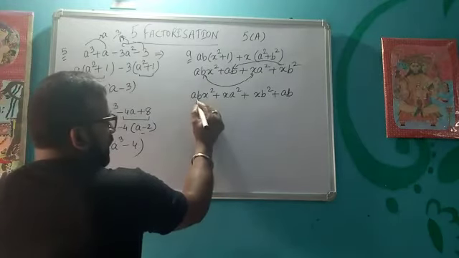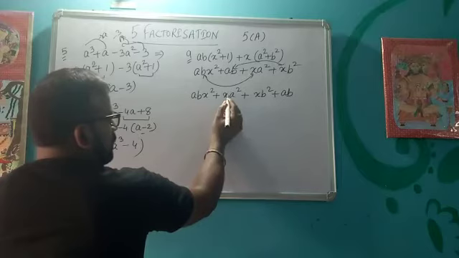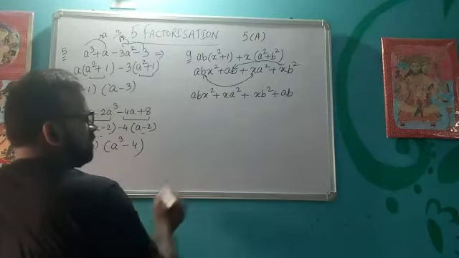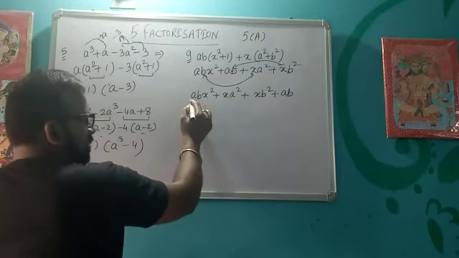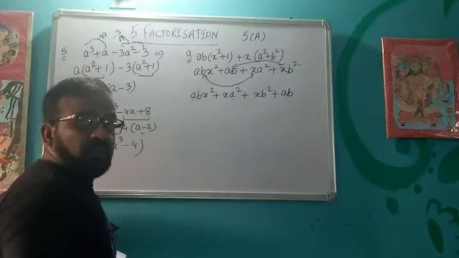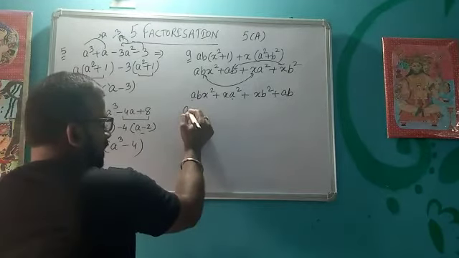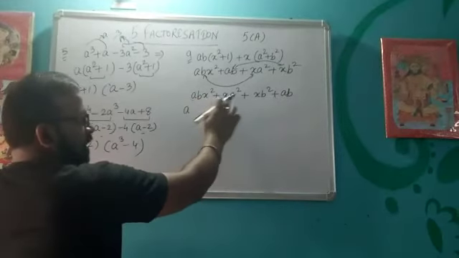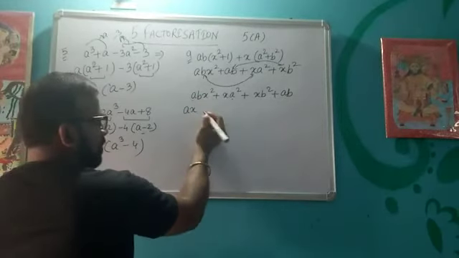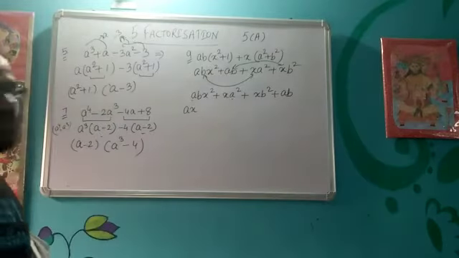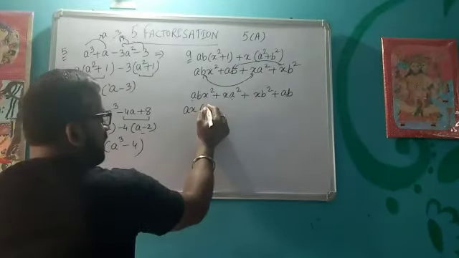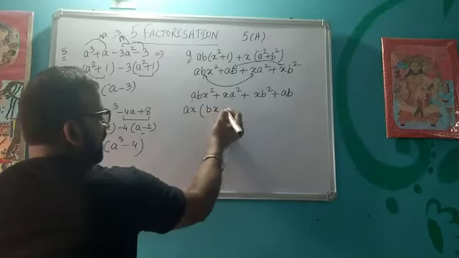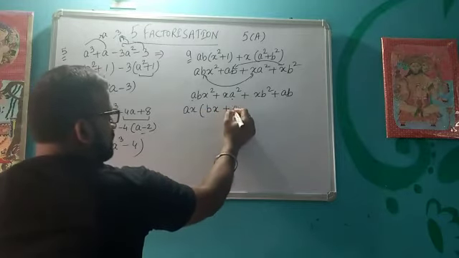Now in this, ab x square and xa square, so this is the common a. The lowest power of a and a square will be a. Then no b is there, only x is there, so again the lowest power of x is x. So what I am left with in the bracket is bx plus a.